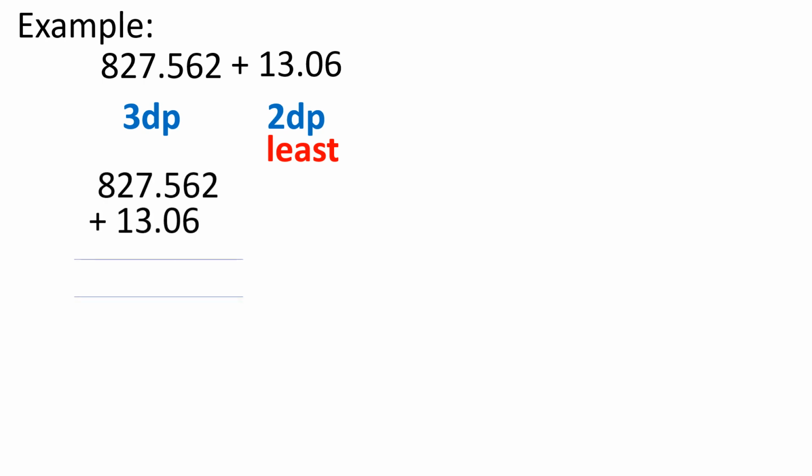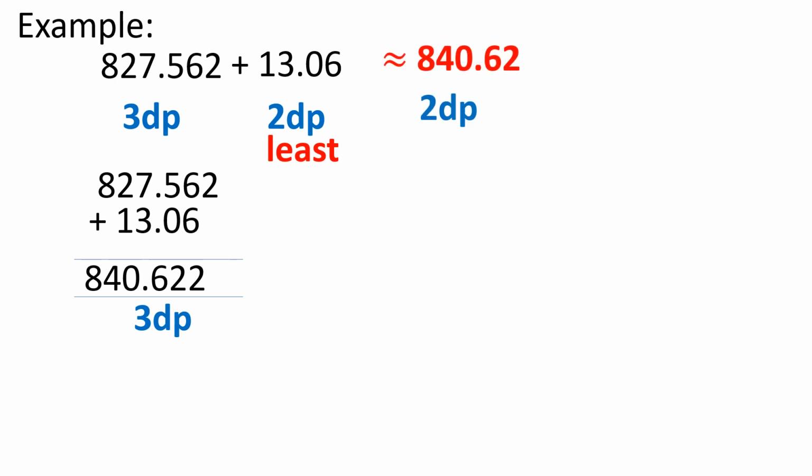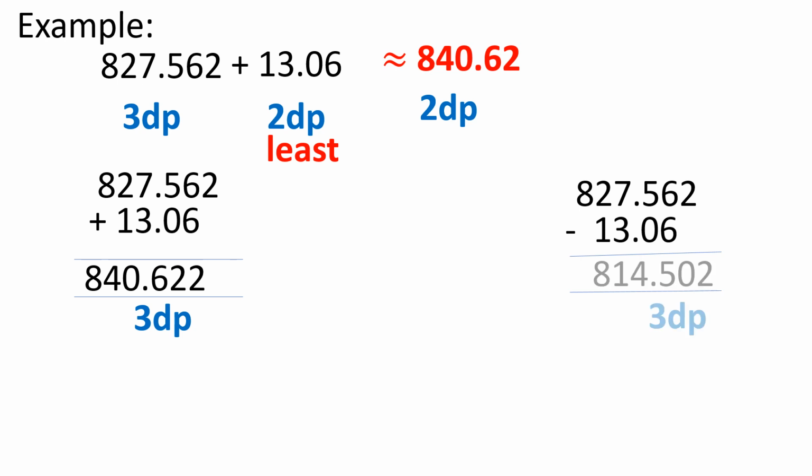Adding this we get 840.622, leaving our answer to 2 decimal places we will get approximately 840.62. Subtracting these numbers we get 814.502. But since we have to leave our answer to the least decimal place, it will now be approximately 814.50.